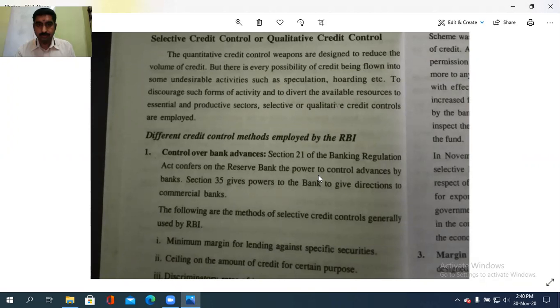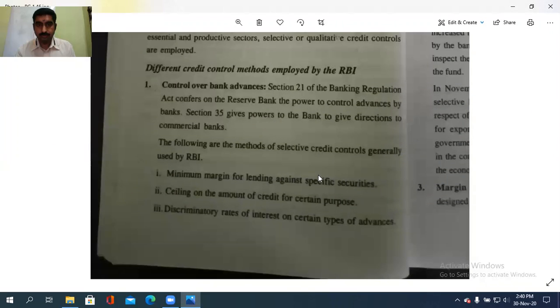The different credit control methods employed by the RBI are: one is control over the bank advances. Section 21 of the Banking Regulation Act confers on the Reserve Bank the power to control the advances by the banks. Whatever advances are to be given by the bank to the customer, that is to be reduced. Section 35 gives the power to the bank to give directions to the commercial banks also.